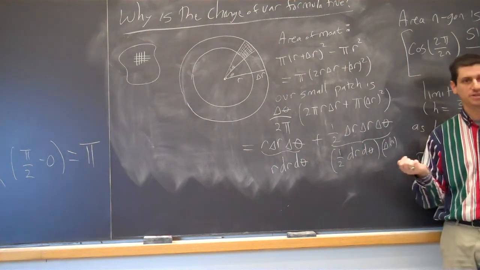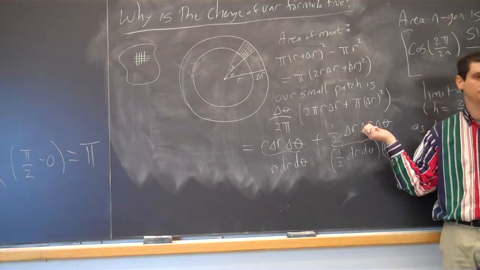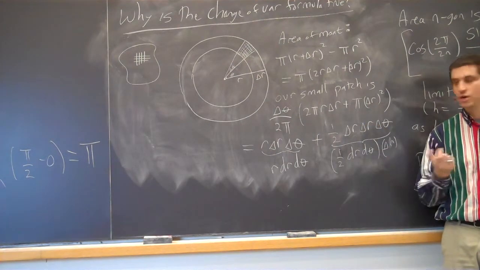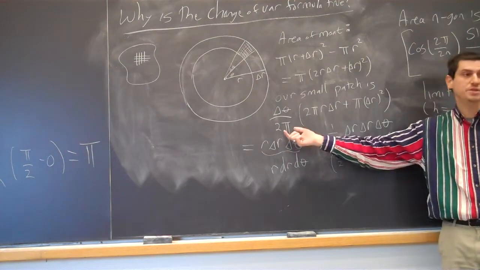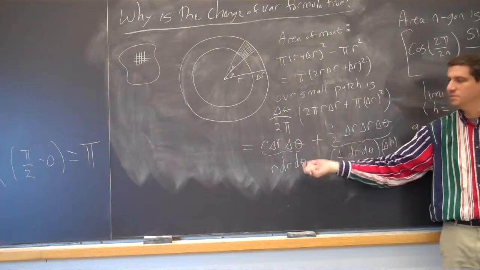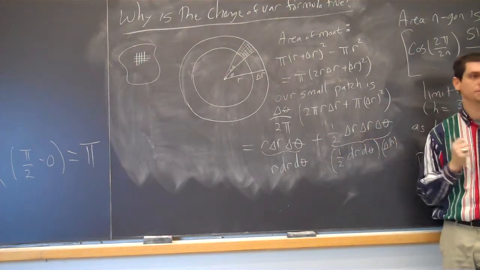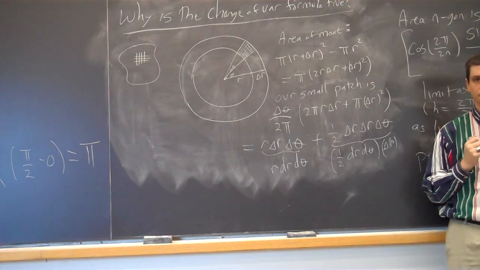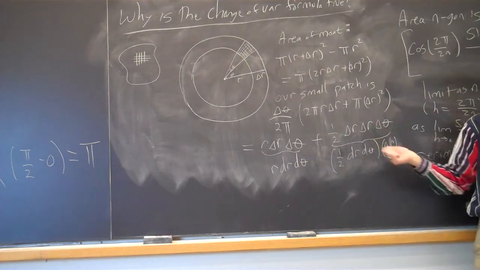When I'm talking about areas, I shouldn't have 3 deltas. I should only have 2 deltas. Okay? So here, this makes sense that this is going to become a dr d theta. The delta r becomes a dr, the delta theta becomes a d theta. This has one extra piece. Okay? Any questions about this?